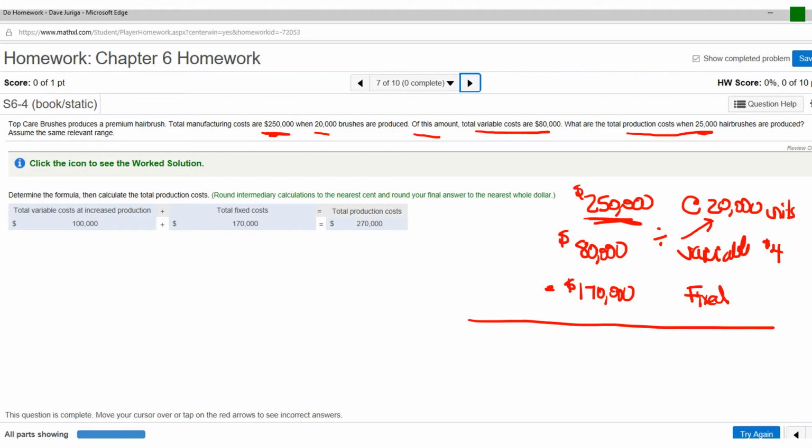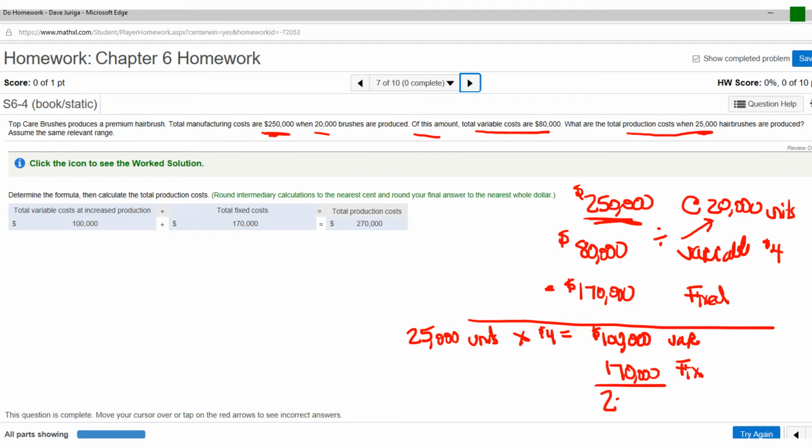It does not change within a relevant range. So at 25,000 units, you would multiply that by $4. So you would estimate that the variable cost is 100. And of course, we already know the fixed cost, which we estimated to be 170.